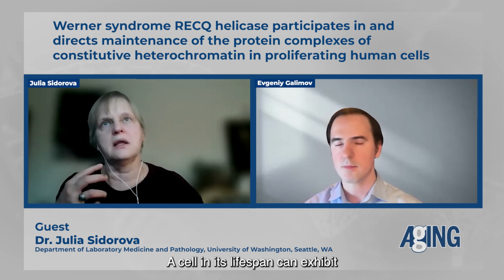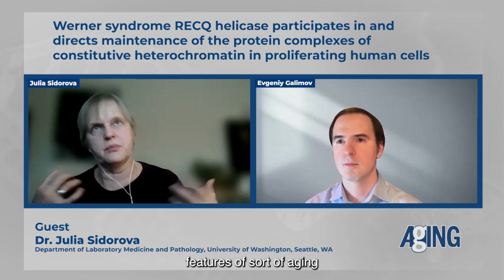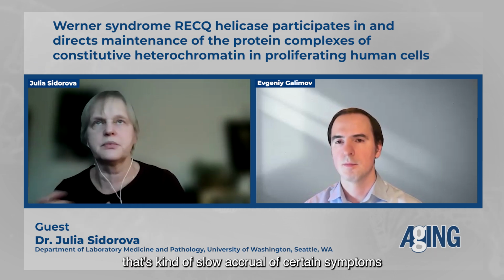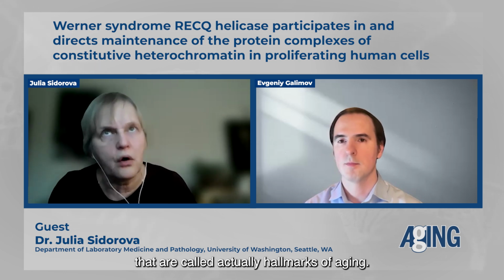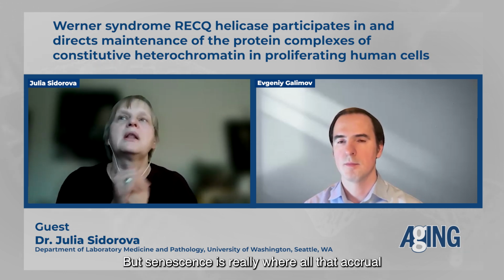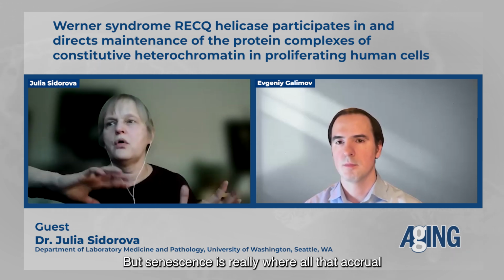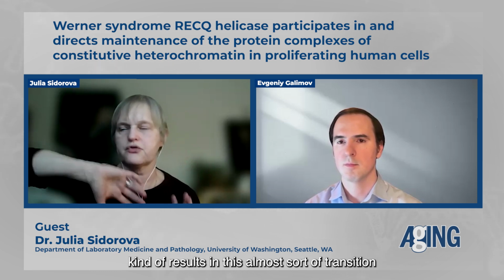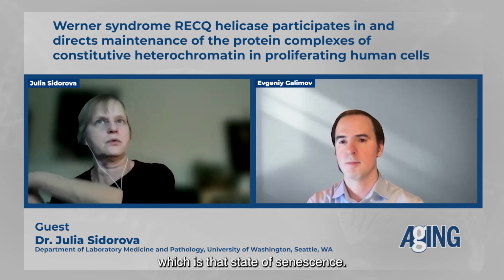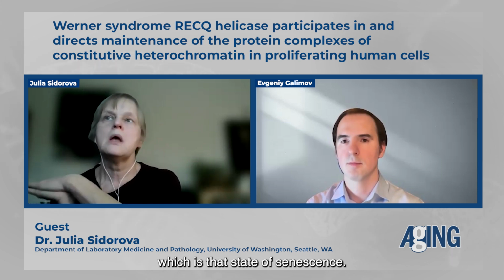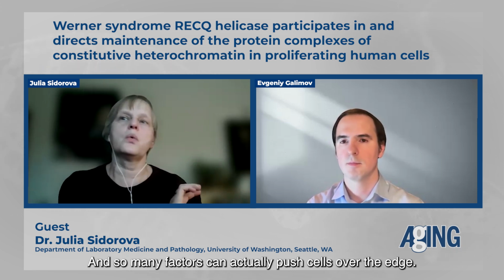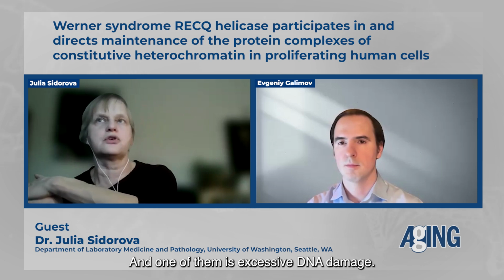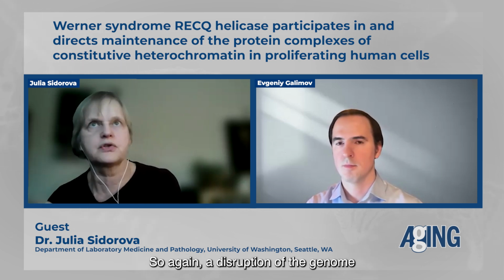A cell in its lifespan can exhibit features of aging, that's a slow accrual of certain symptoms that are actually called hallmarks of aging. But senescence is really where all that accrual results in a transition into a different stable state, which is that state of senescence. And so many factors can push cells over the edge. One of them is excessive DNA damage.